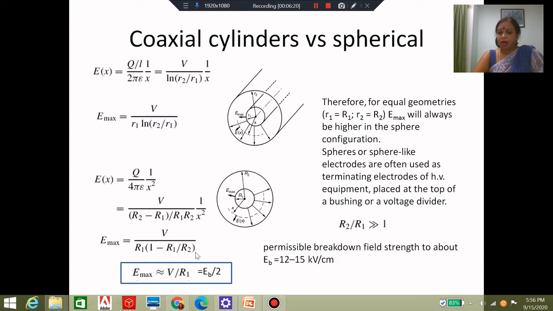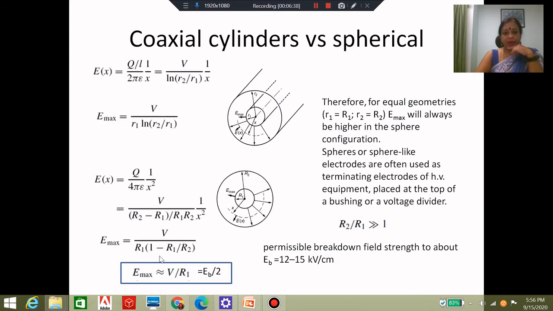Normally, R2 will be much larger than R1. Let us imagine that R2 is much larger than R1. We will discuss some situations where this is a very reasonable assumption. If that is the case, then we can approximate Emax as V by R1.